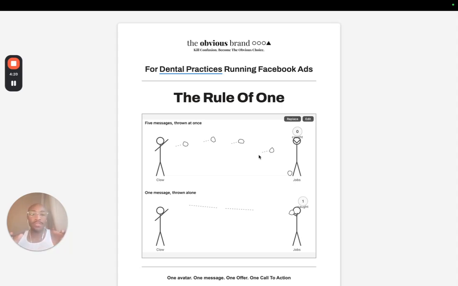So the purpose of the rule of one is to be specific in what you're talking about. If you know you're going to advertise for composite bonding, just talk about composite bonding. So it's just one avatar you're talking to with one type of message, one type of emotion that you're trying to evoke from that messaging, one offer, and then one simple call to action. So you break it down.